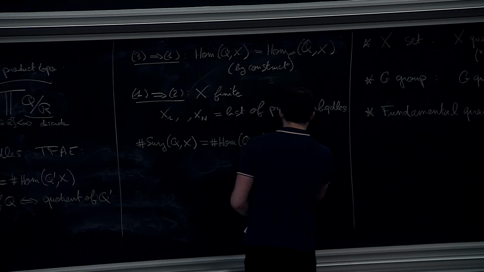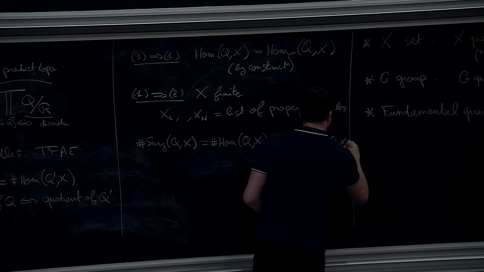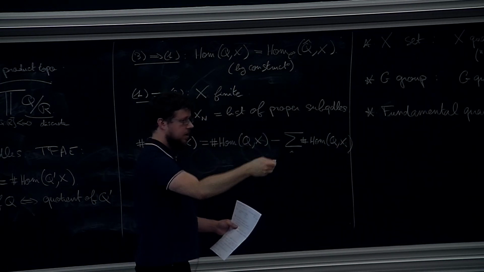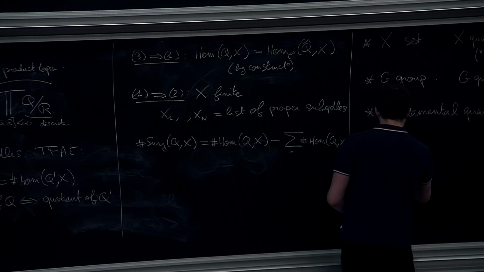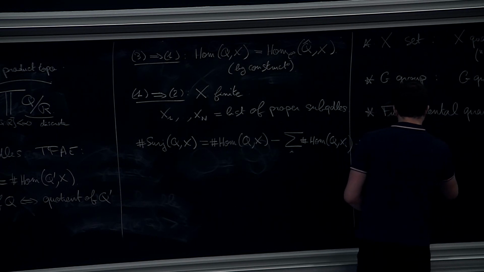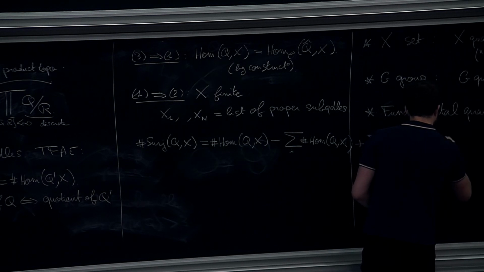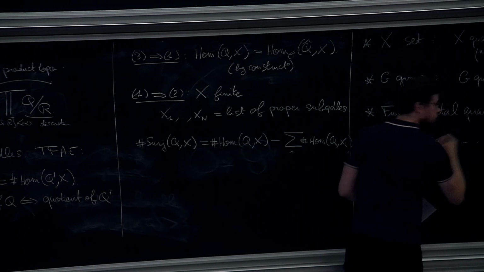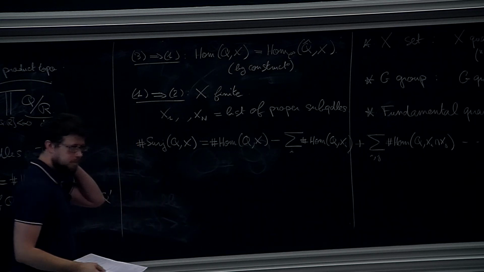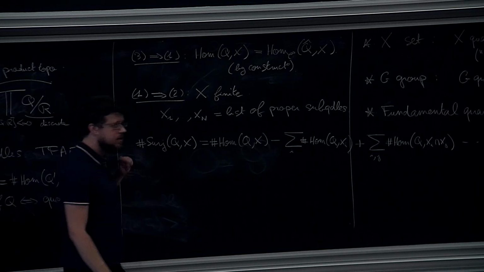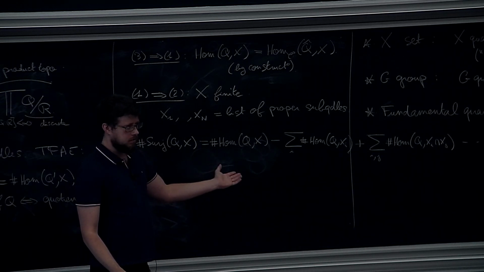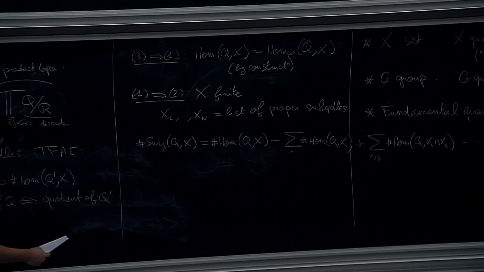So you remove the sum of the number of morphisms from Q to each X_i, but then you have counted too much, so you want to add back the ones coming from the intersection of two of them, and then you have a usual inclusion-exclusion formula. And so if you know the number of morphisms, you know the number of surjections, and you can decide if there is one or not. So that's one implies two.